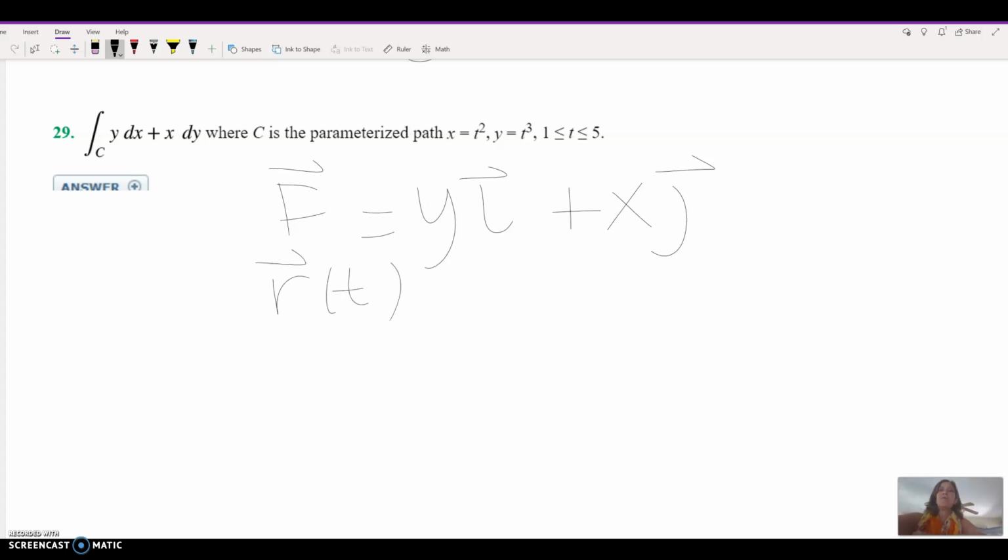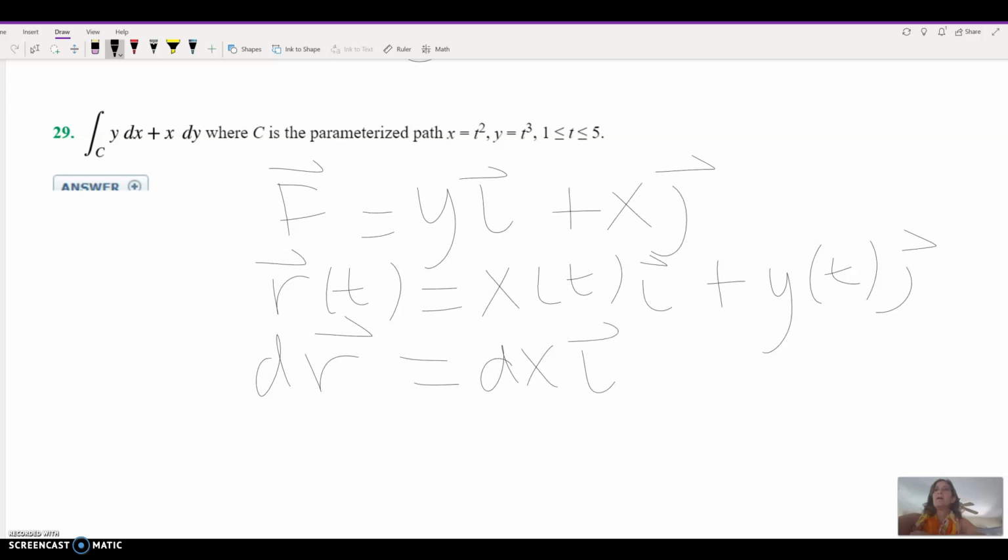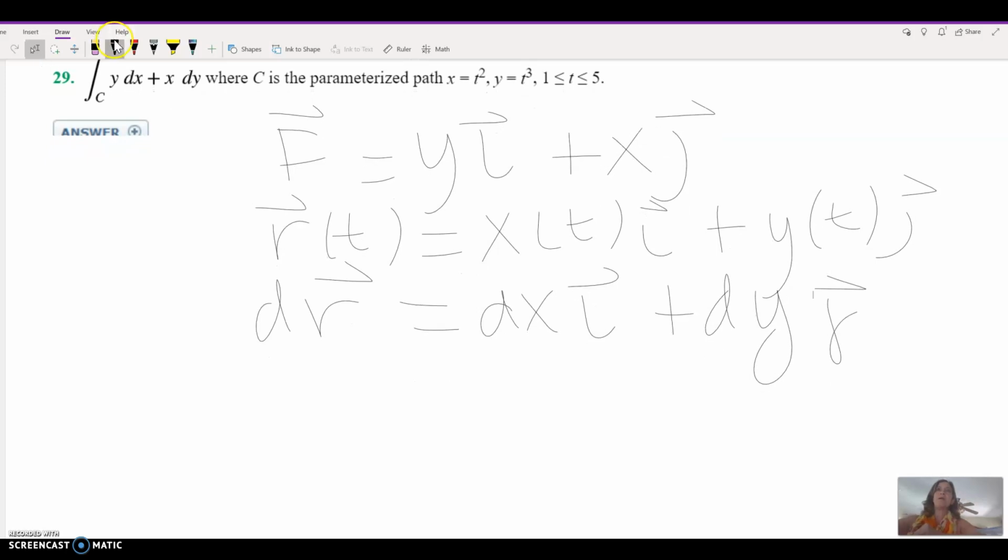So I have some path r of t. That's a vector valued function. So some function x of t i plus y of t j. But now I'm going to use this notation where my dr is dx i plus dy j. But now I know exactly what my x and y's are, so I can compute dx and dy. Ultimately, I'm still going to end up doing an integral with respect to t. I'm just getting there in a different way by looking at this differential dr more in terms of a differential of x and y instead of putting it all in terms of t in the first place.